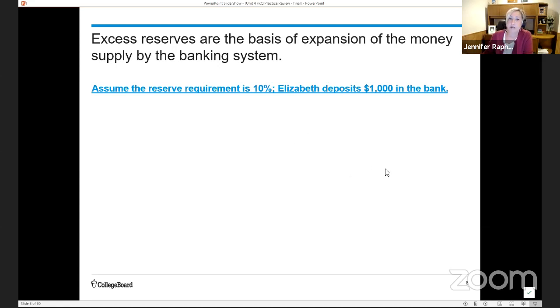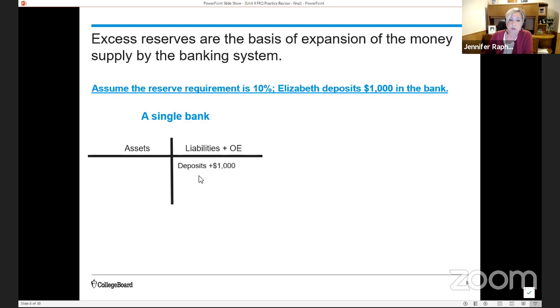Lizzie gets $1,000. She puts it in the bank. And then we talked about how does that deposit get recorded on a T account for a single bank. And we know the deposit goes in as a liability.